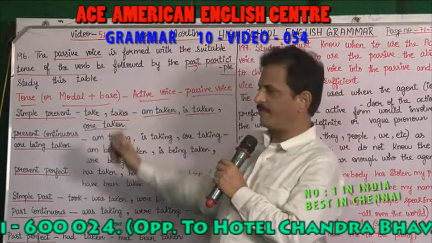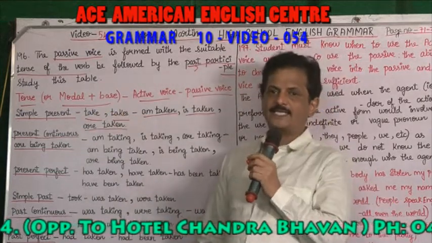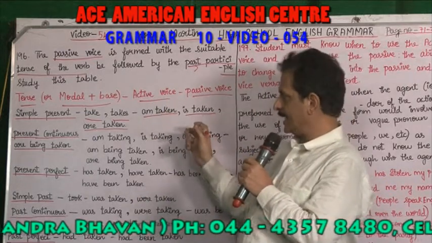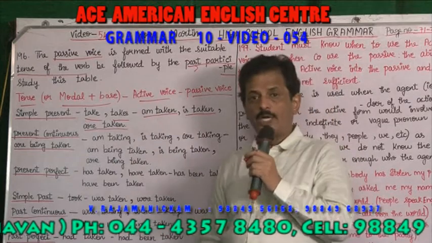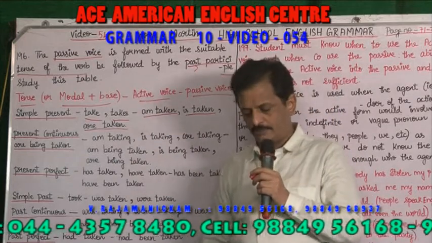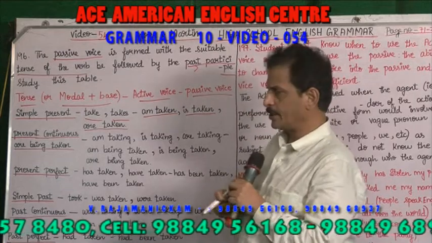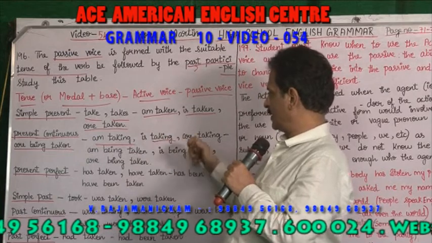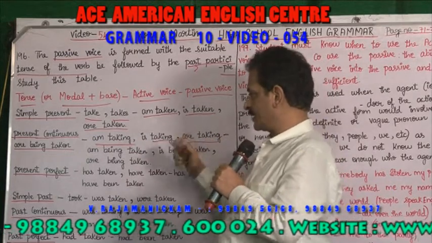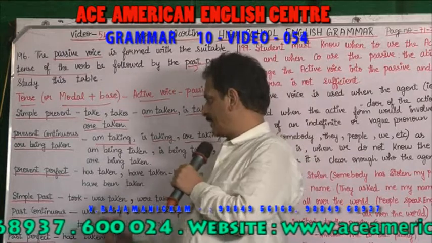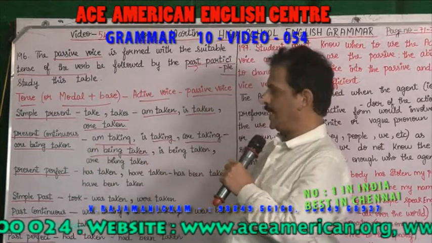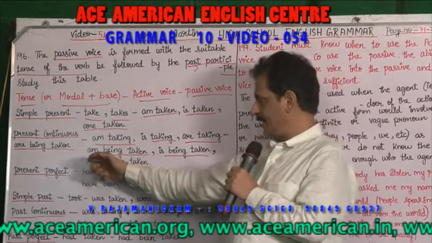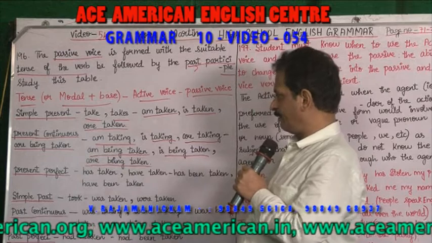So for the active forms take, takes, in passive it has to go as am taken, is taken, or are taken, according to the number of the subject. Present continuous, if am taking, is taking, or are taking is coming in active voice, then in passive it has to be am being taken, is being taken, are being taken. It has to be in the passive form.